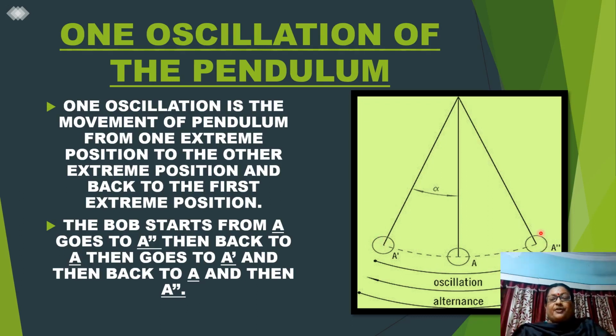Are we clear, everyone? Okay. Now let's read what I have written for you. One oscillation is the movement of the pendulum from one extreme position to the other extreme position, and then back to the first extreme position.